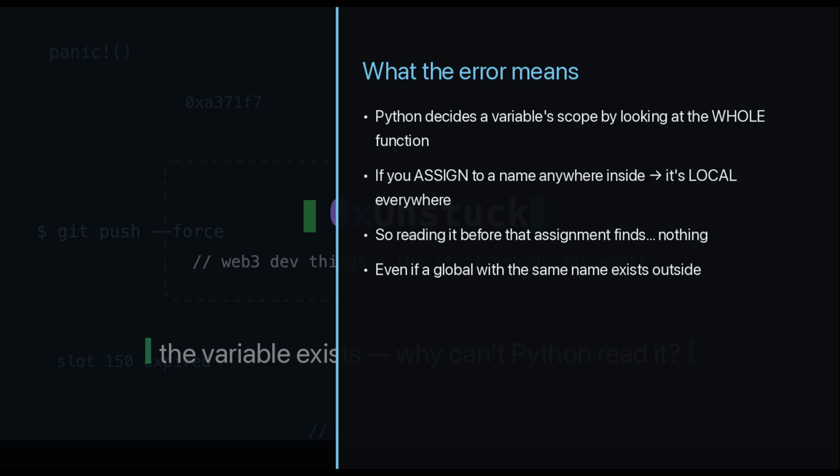Before Python runs a function, it scans the entire body once and decides which names are local. And the rule is blunt. If you assign to a name anywhere in the function, even on the last line, that name is treated as local for the whole function. So the moment you write count equals something inside the function, count becomes a brand new local. And any earlier read of it finds nothing, not even the global with the same name outside. The variable exists, but not the one you think.